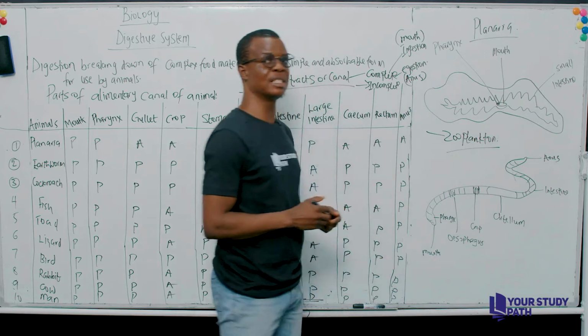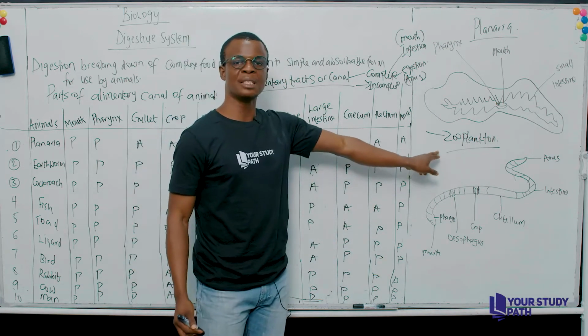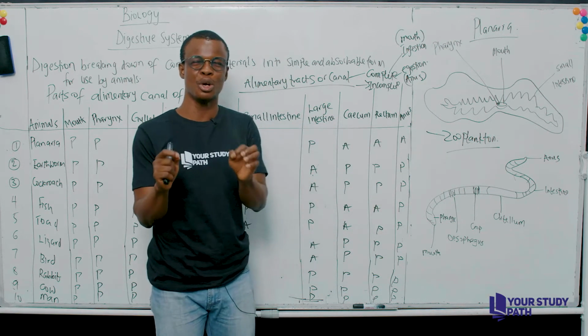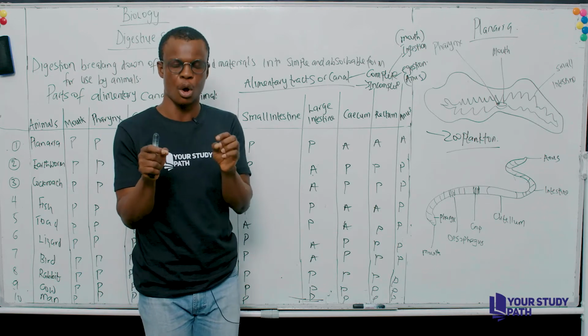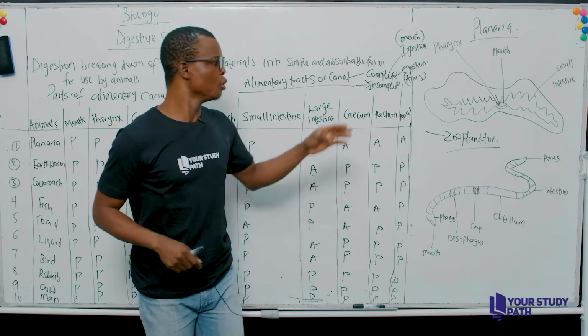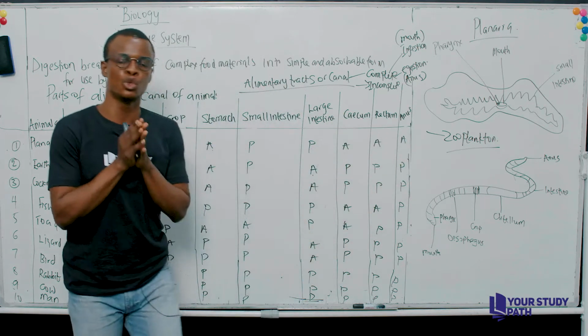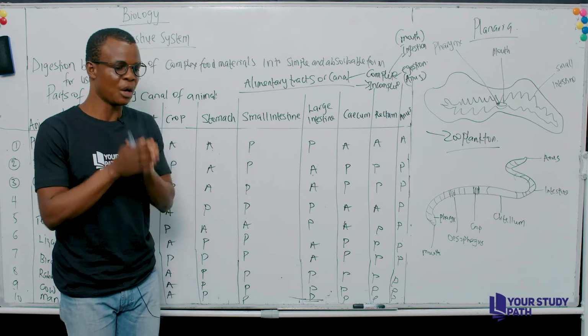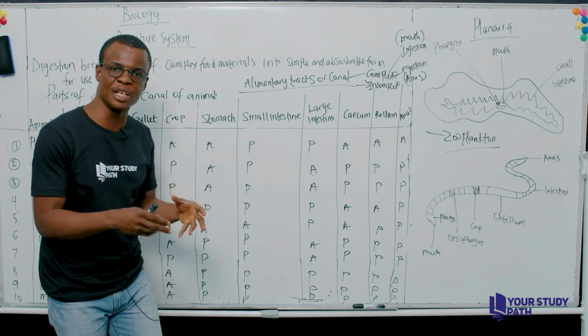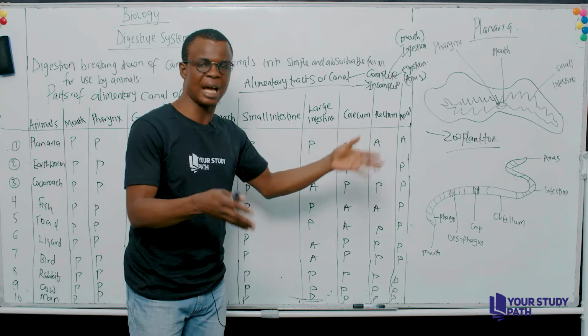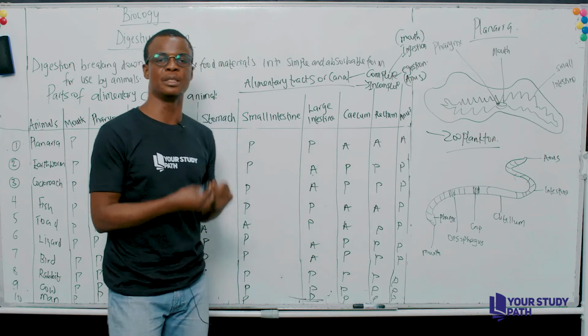So what are zooplanktons in biology? Zooplankton simply means small little aquatic animals or aquatic organisms. So Planaria feeds on zooplanktons, right? And also feeds on the remains of dead organisms. These are the things that Planaria feeds on.